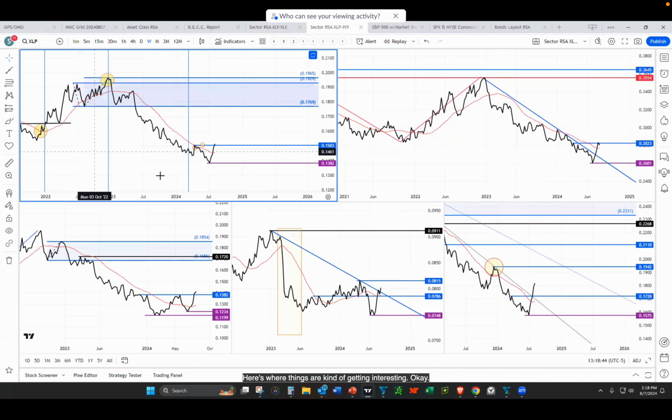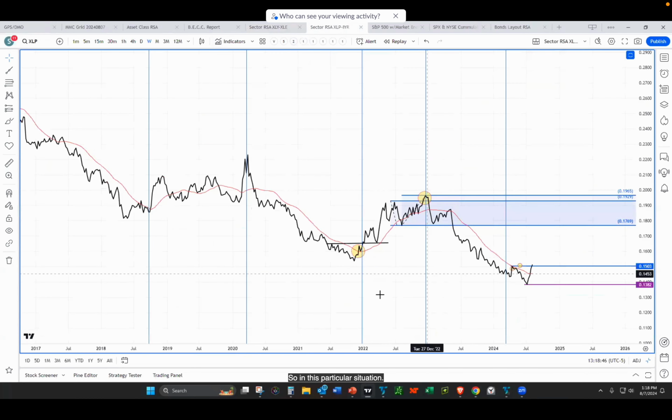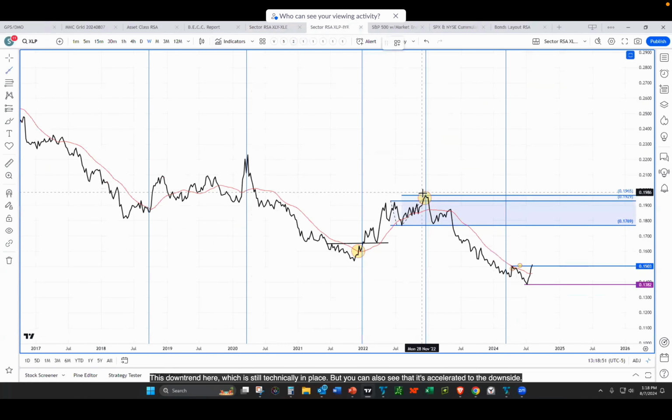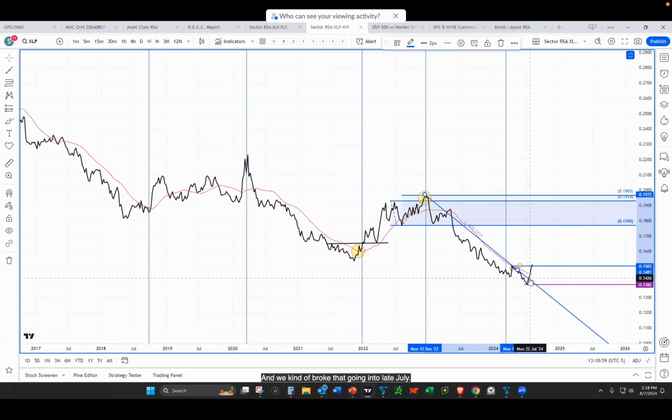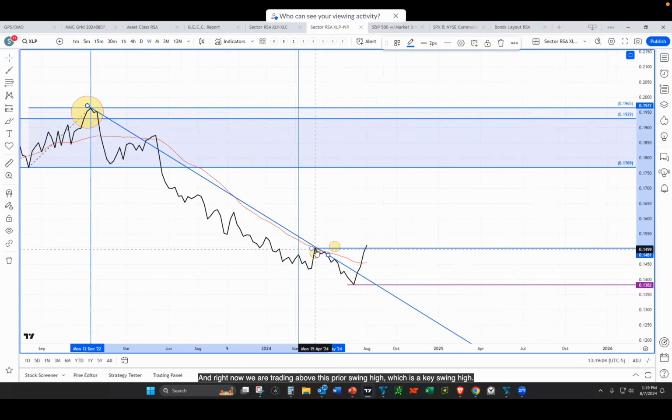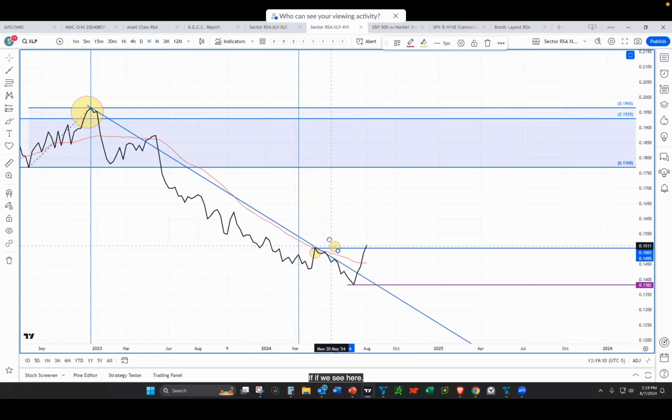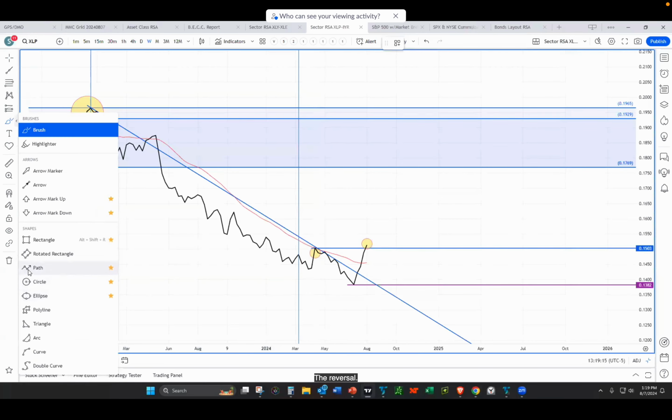Now, coming over here, taking a look at the defensive side of things, here's where things are kind of getting interesting, okay? So in this particular situation, you can see that we have had this downtrend here, which is still technically in place, but you can also see that it's accelerated to the downside. And we kind of broke that going into late July. And right now we are trading above this prior swing high, which is a key swing high that preceded this swing low.